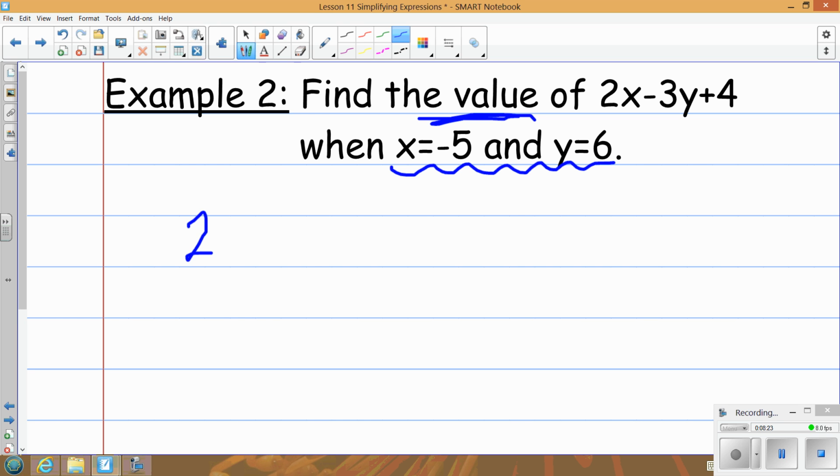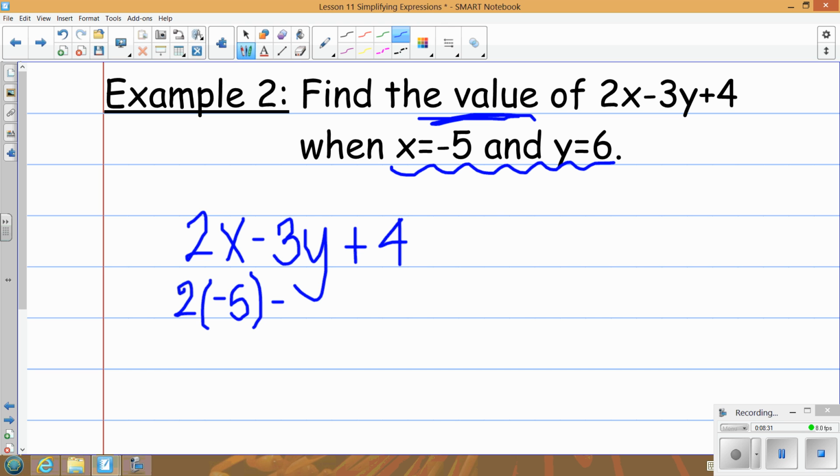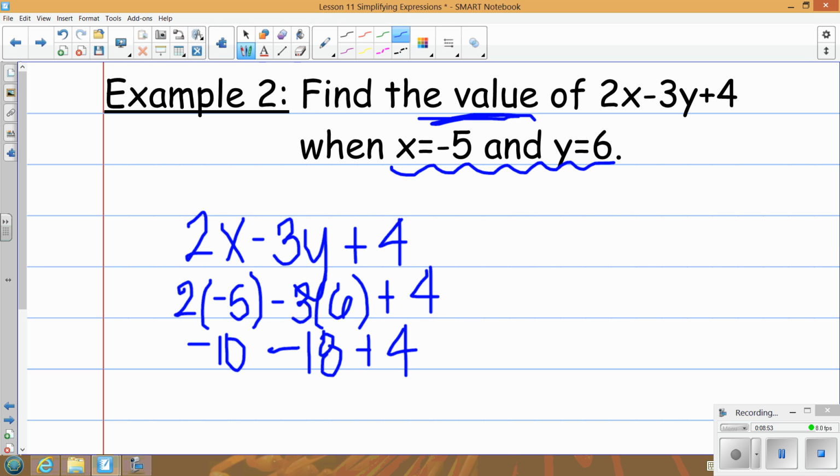So let me first just rewrite it. And when I substitute in, I always substitute in with parentheses. It's just a good habit to get into because it helps you keep those negative signs straight, especially when we are raising numbers to an exponent. So all I did was plug in negative 5 for x and 6 for y, and I'm just going to evaluate it. So 2 times negative 5 is negative 10, minus 3 times 6 is 18, plus 4.